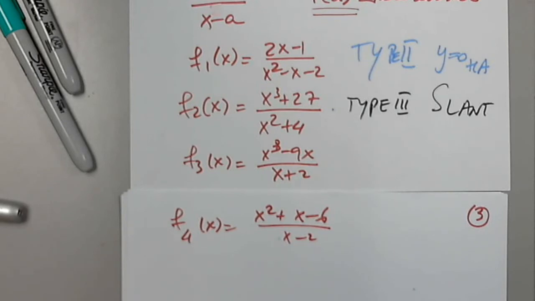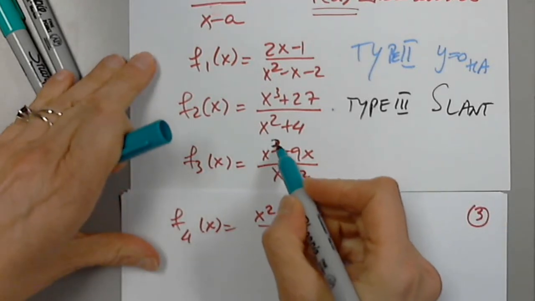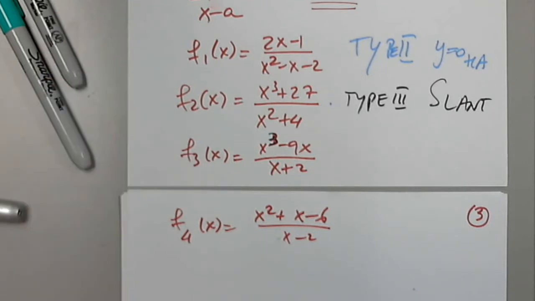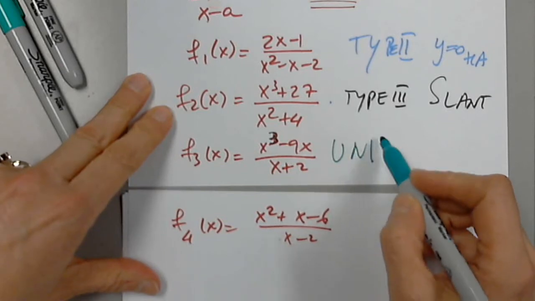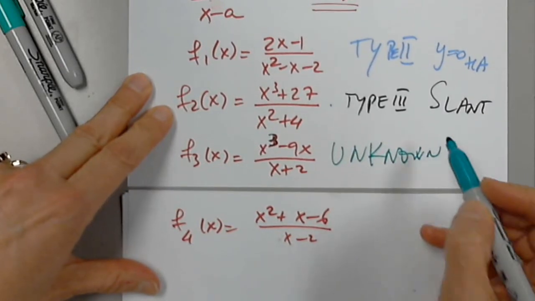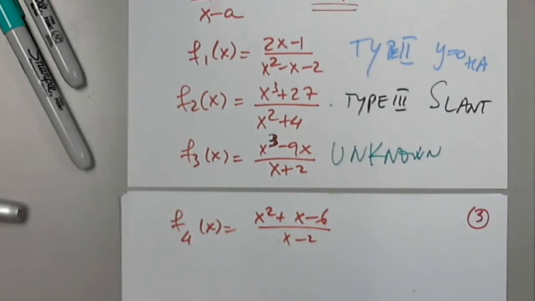So let's look at the degree of the top and the degree of the bottom. Which type is this? Take 2a. Unknown. It doesn't have a horizontal, it doesn't have a slant. We have never talked about anything like this, right? Because the degree of the top is 3 and the degree of the bottom is 1. No horizontal, no slant. We know nothing about this function.